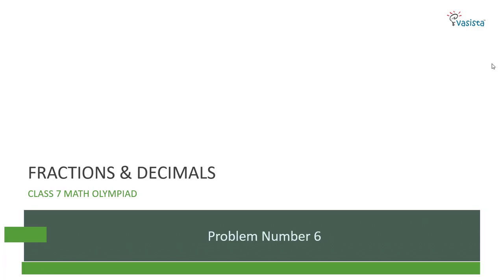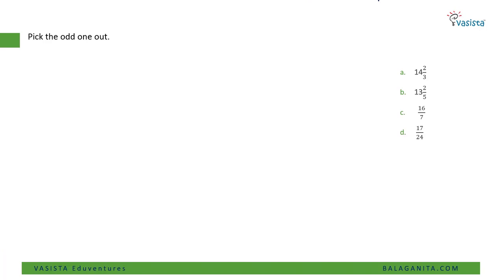Fine, let us start working on the next problem, that is problem number 6, based on fractions and decimals. Let us check out here. So pick the odd one out, right? So they have given 4 fractions here, that is A, B, C, D. We are supposed to find the odd one out here. So let me check out one by one.